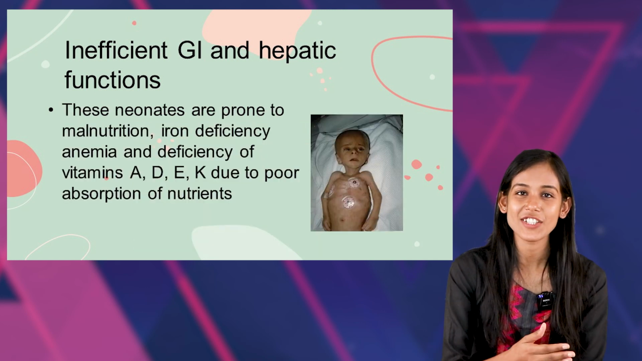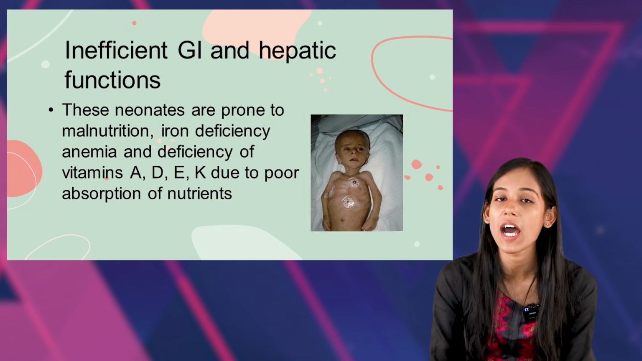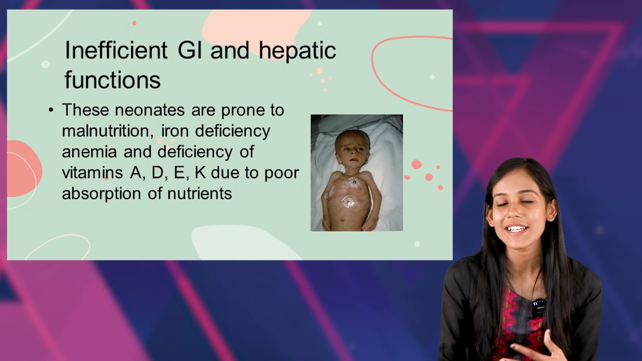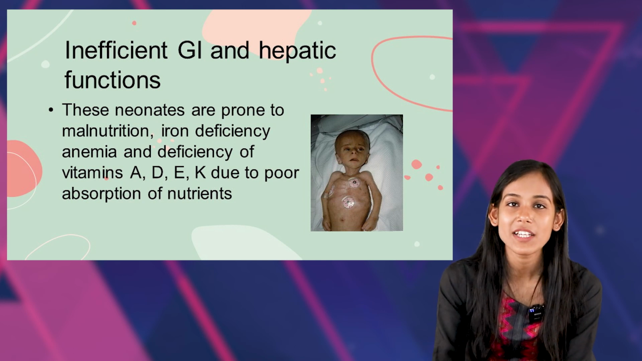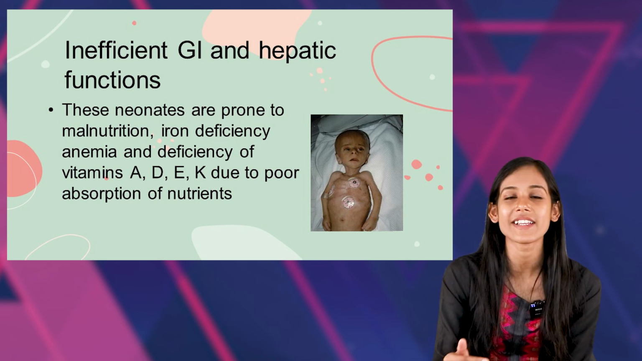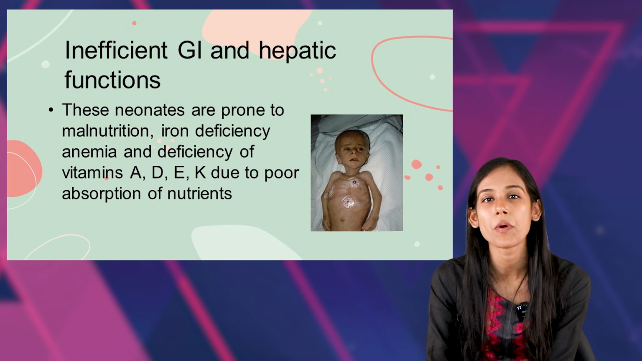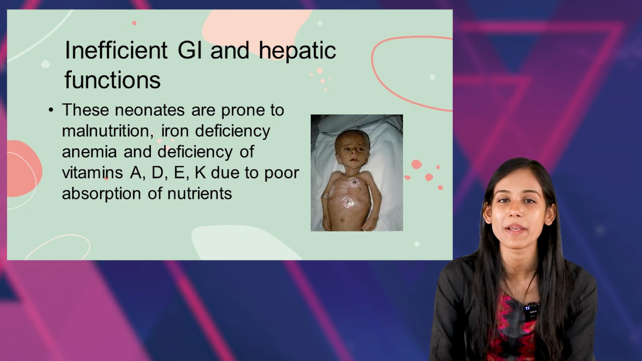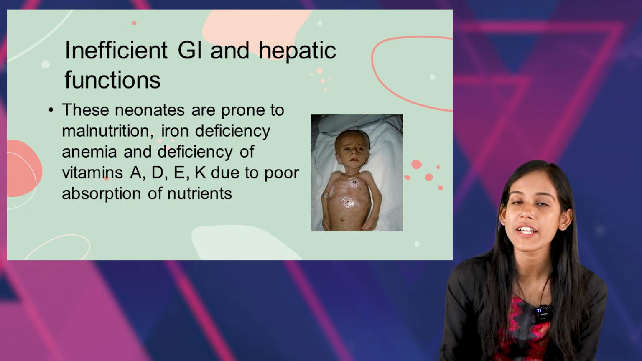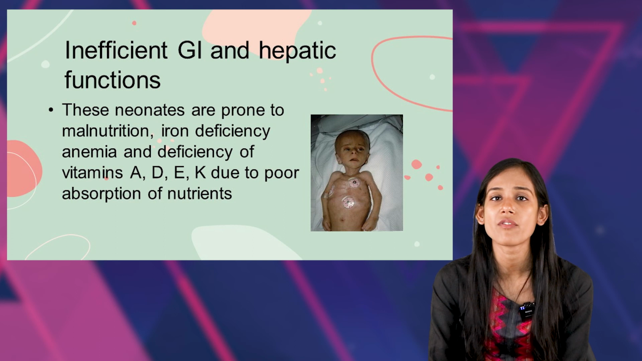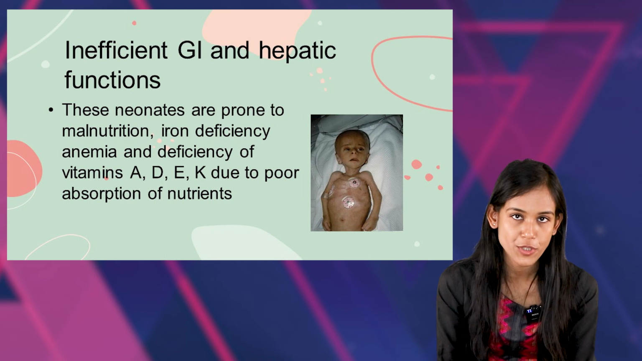Now going back to the introduction where I said that these low birth weight babies are more prone to get infection and malnutrition. I think by now you understood why these babies are more prone to malnutrition, because these things are related. Their sucking and swallowing reflexes are poorly developed and that leads to poor intake of food. That's why these babies are more prone to get malnutrition. They are also more prone to iron deficiency anemia and deficiency of vitamins A, D, E and K. And these things are because of poor absorption of nutrients.